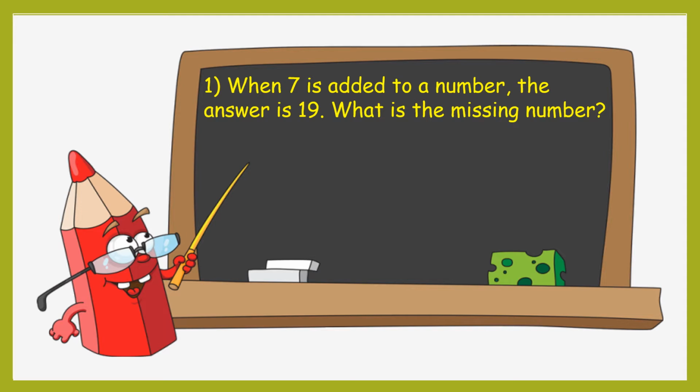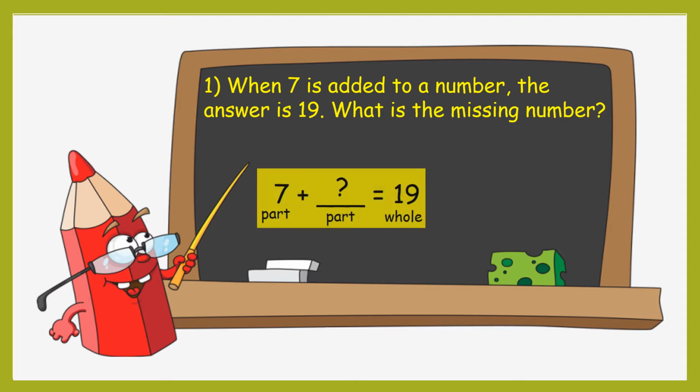Number 1. When 7 is added to a number, the answer is 19. What is the missing number? I repeat. When 7 is added to a number, the answer is 19. What is the missing number?